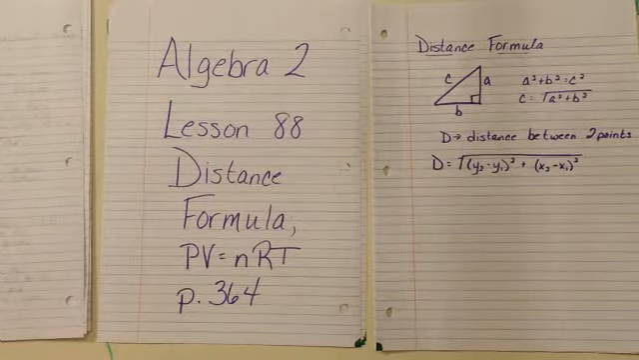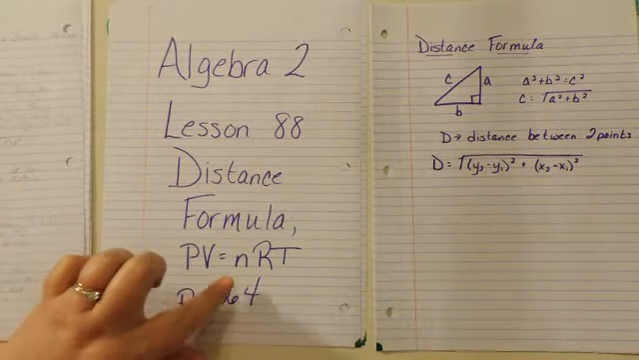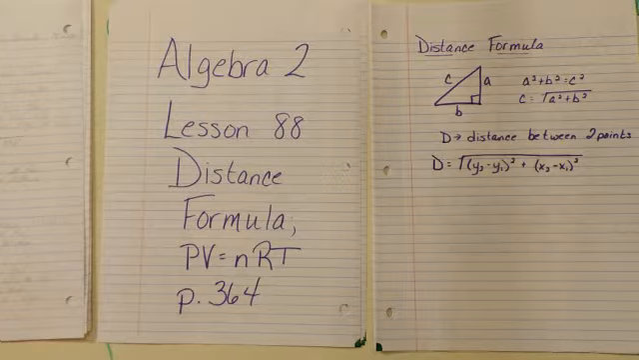Hi, this is Algebra 2, Lesson 88. We're going to talk about the distance formula and this formula PV equals nRT. We're starting on page 364.